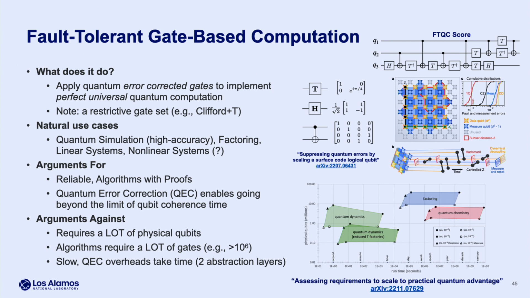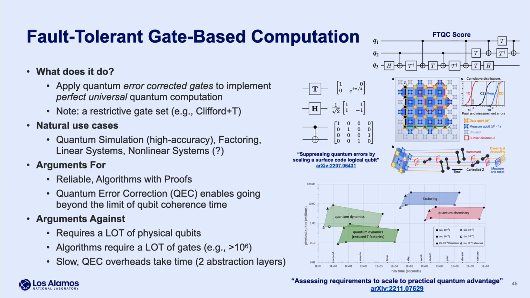The arguments for this technology is that it's very reliable. You have error-corrected quantum operations. You have algorithms with proofs of correctness. The quantum error correction enables you to go beyond the lifetime of the qubits. So you add more qubits to your system, you can run longer quantum programs. That's not necessarily the case for other technologies.